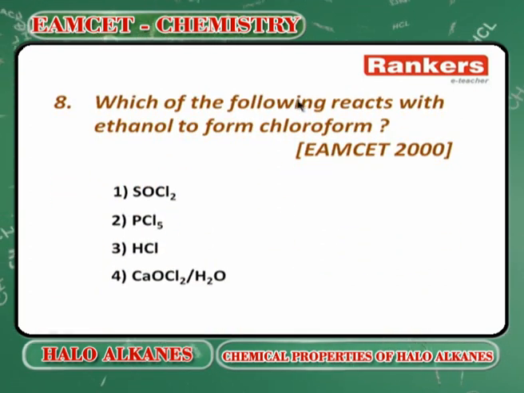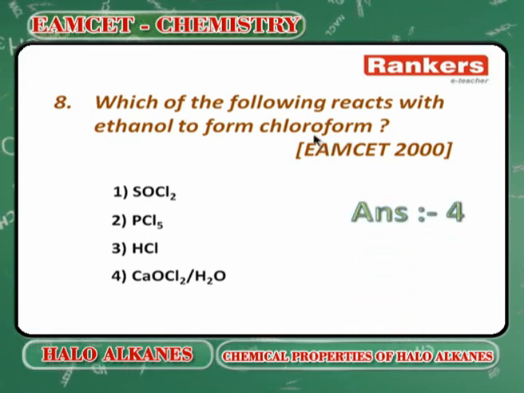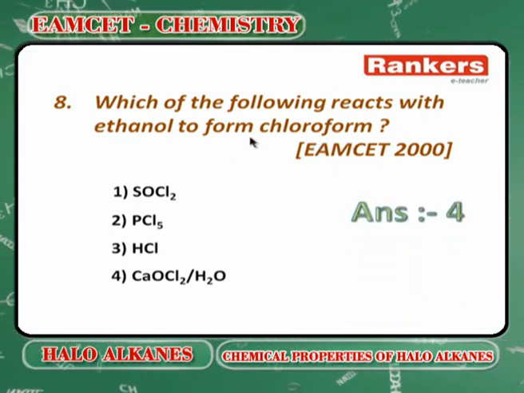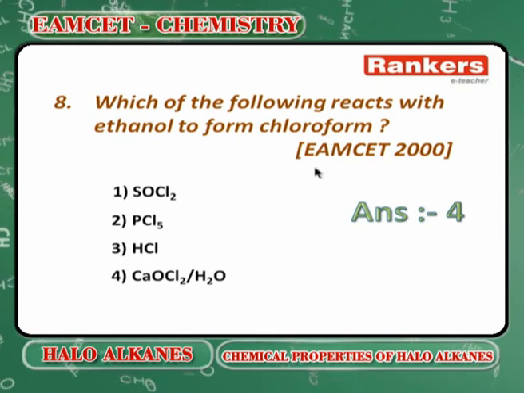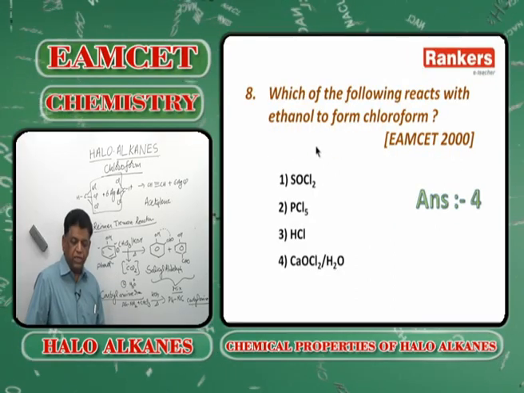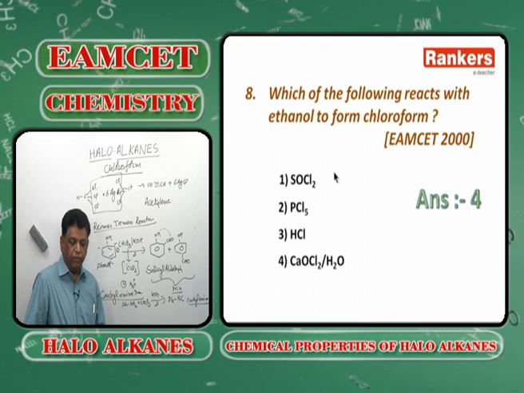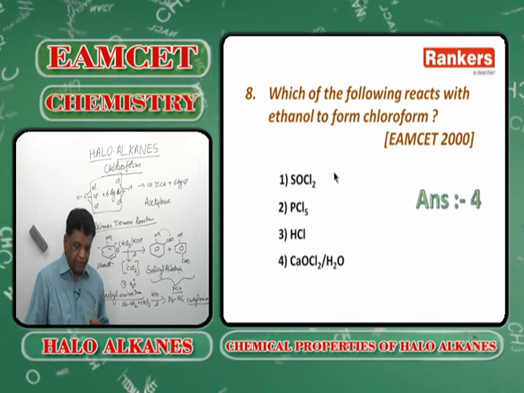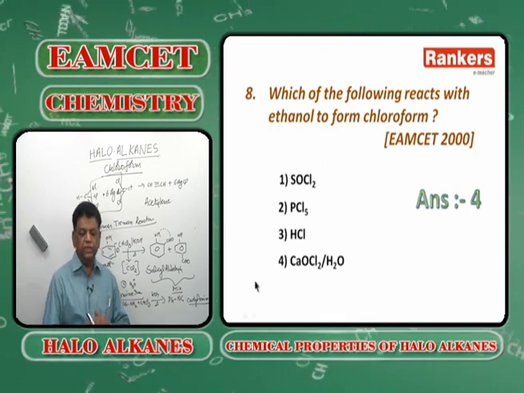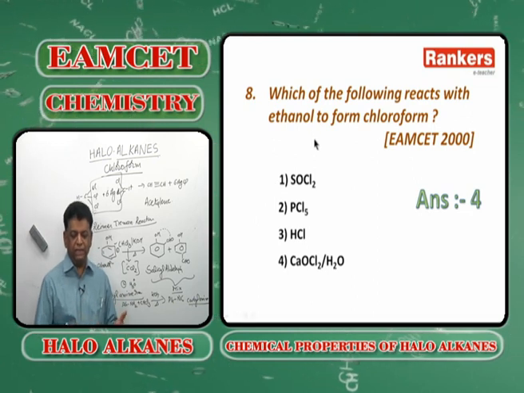Which of the following reacts with ethanol to form chloroform? Ethyl alcohol. First, it should react. If PCl5 is added, it becomes just ethyl chloride. The whole exercise is gone.